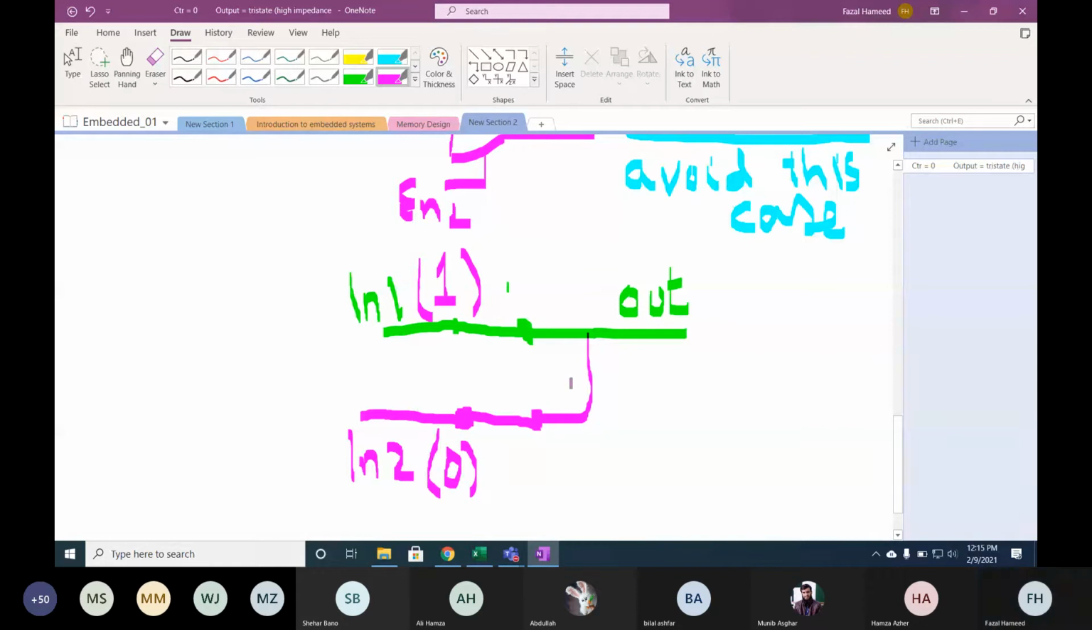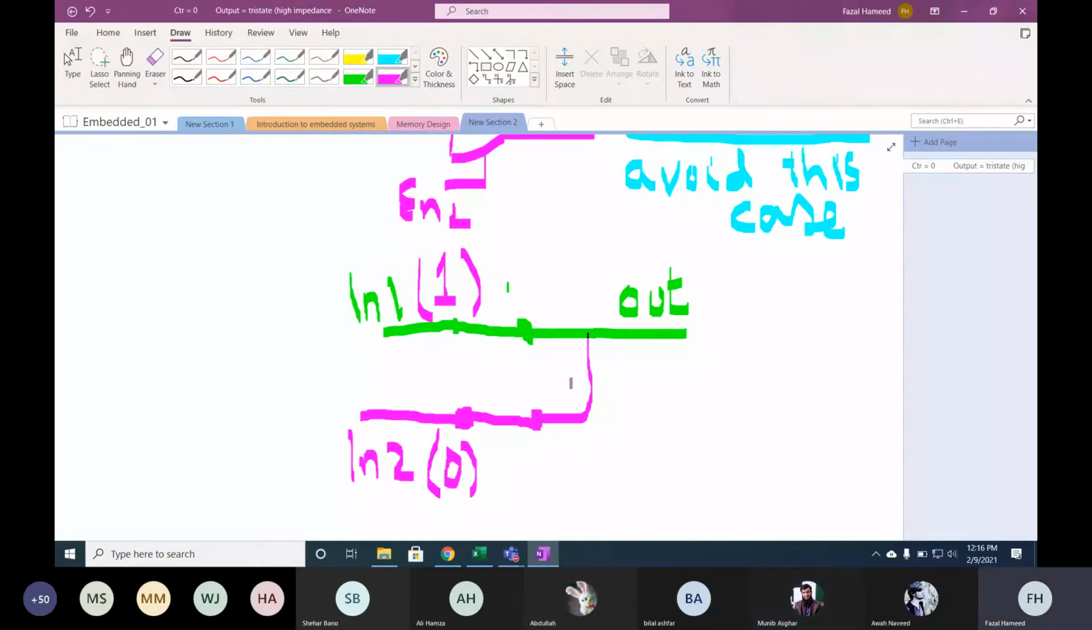What will happen? Which value will be on the output? 1, sir. Have you not studied electronics? Did you study circuit analysis? Yes sir. Then what will happen when you short VCC and ground, when you connect VCC with the ground with no resistance? Sir, a short circuit will happen.